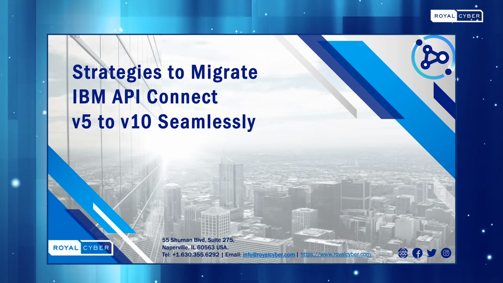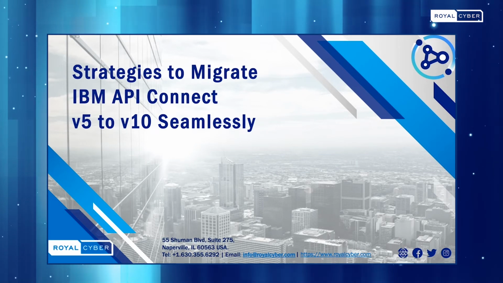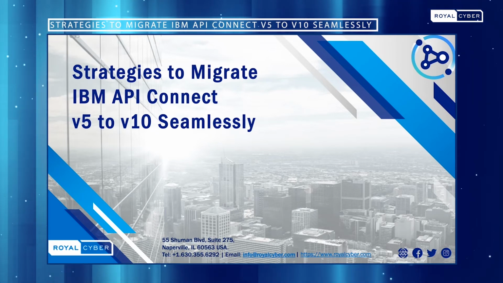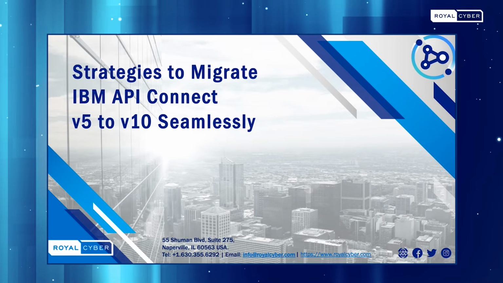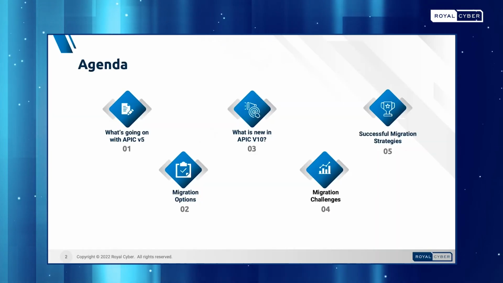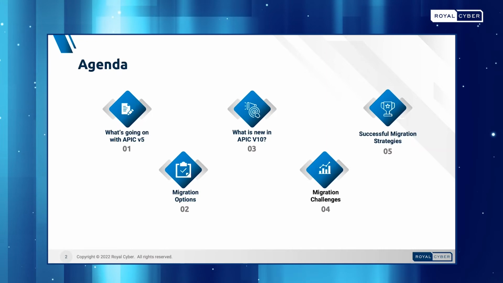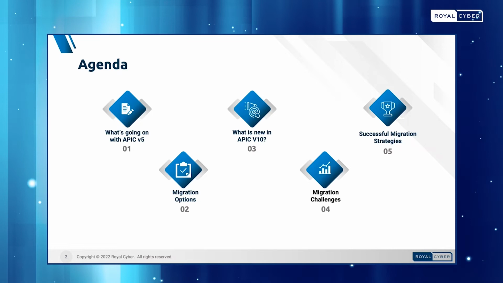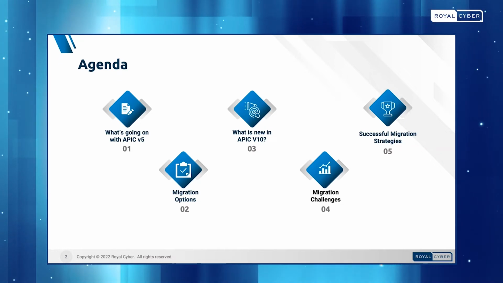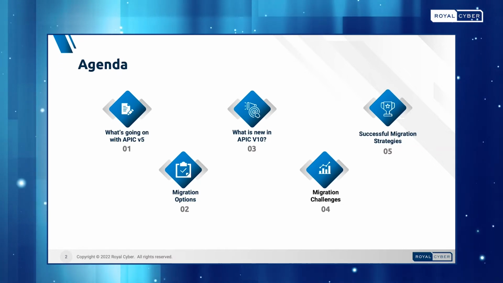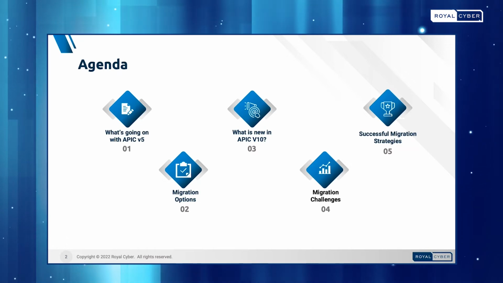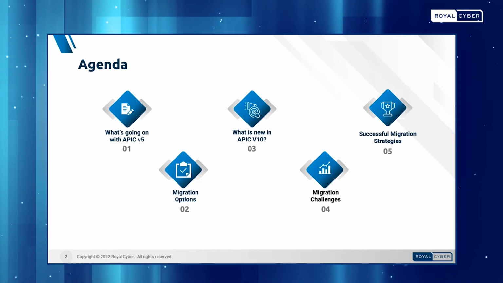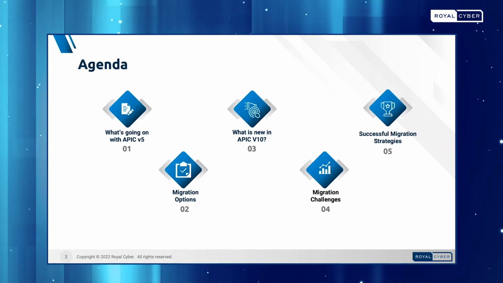Today we brought another interesting topic for our audience, and that is strategies to migrate IBM API Connect version 5 to version 10 seamlessly. Now let's have a quick glance at the agenda today. We will talk about what's going on with API Connect version 5, what are the migration options available, what's new in API Connect version 10, what sort of migration challenges could occur, and last but not least, successful migration strategies followed by a question and answer session.